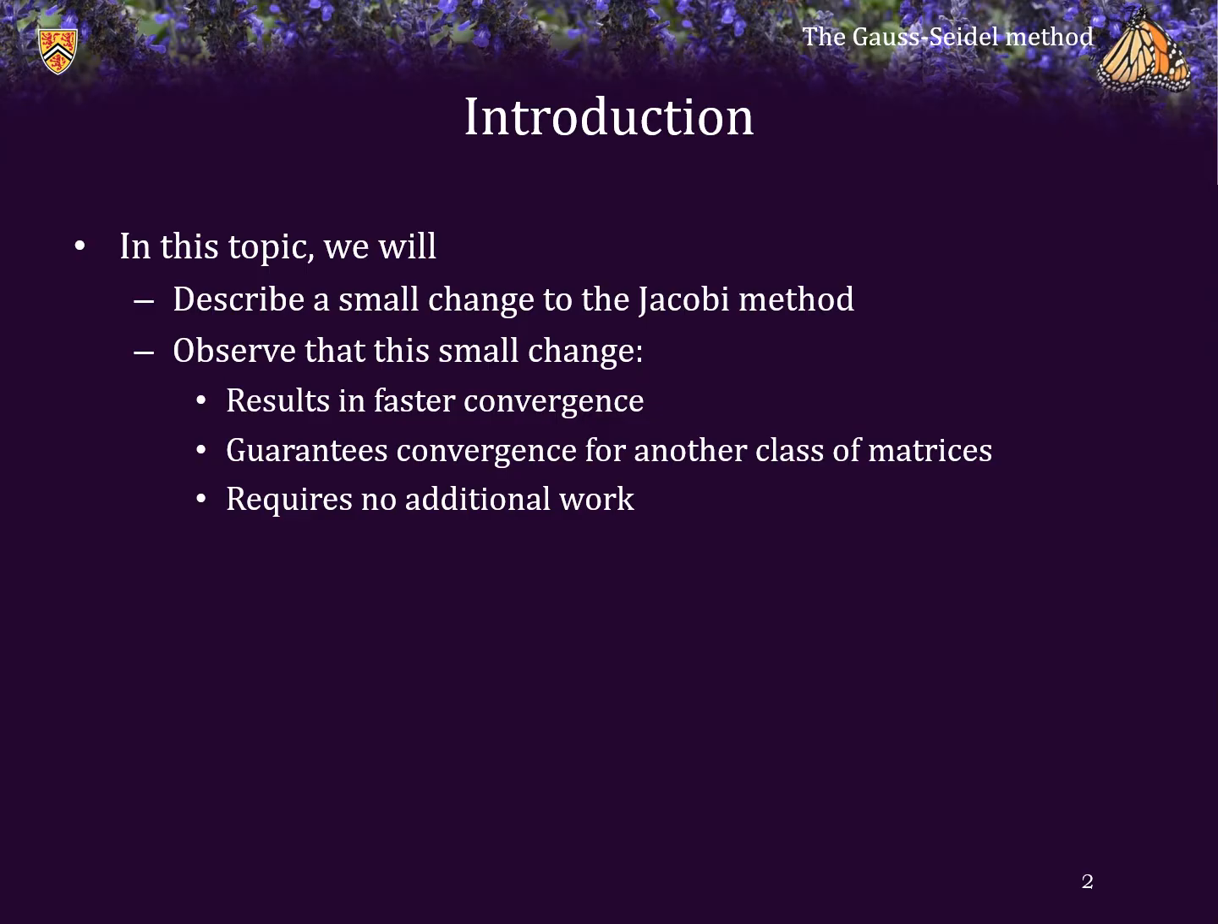So in this topic, we are going to describe a small change to the Jacobi method. Specifically, given that we are calculating the entries of the next vector one at a time, why not use the previously calculated next entries while calculating subsequent next entries? We're going to observe that this small change results in faster convergence, and it guarantees convergence for another class of matrices, and most importantly, it requires no additional work.